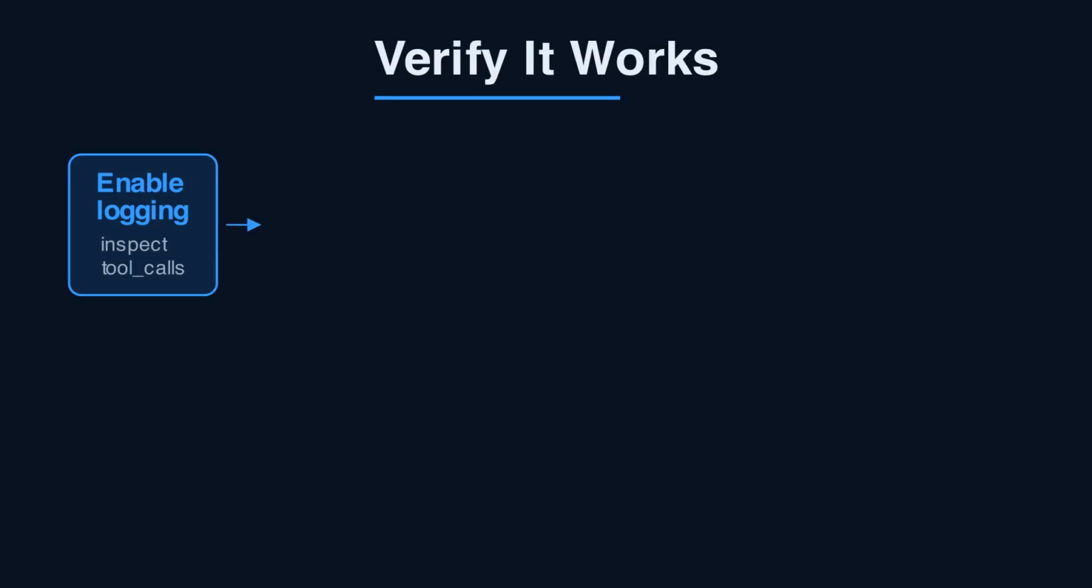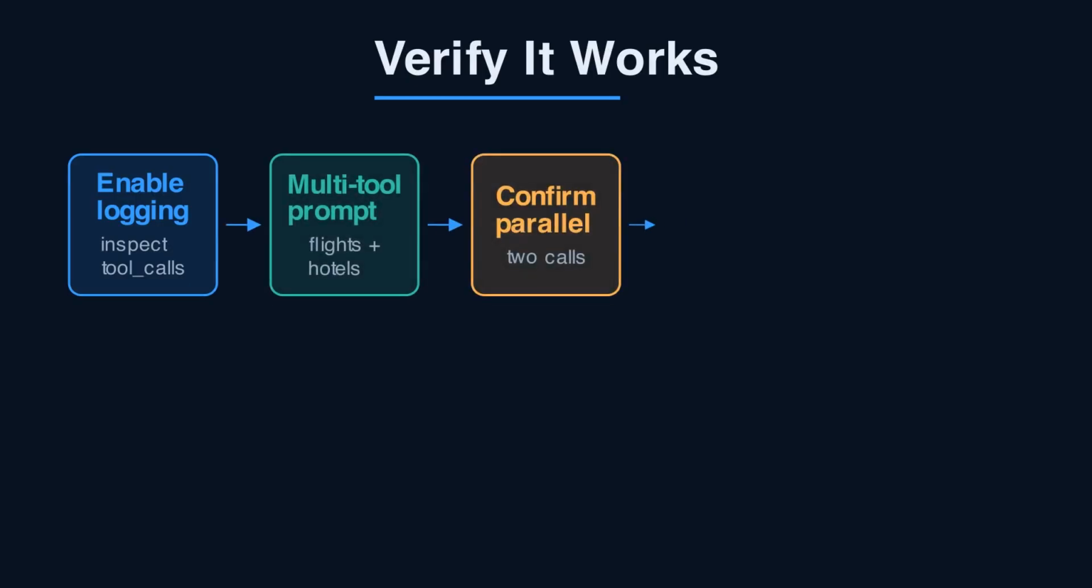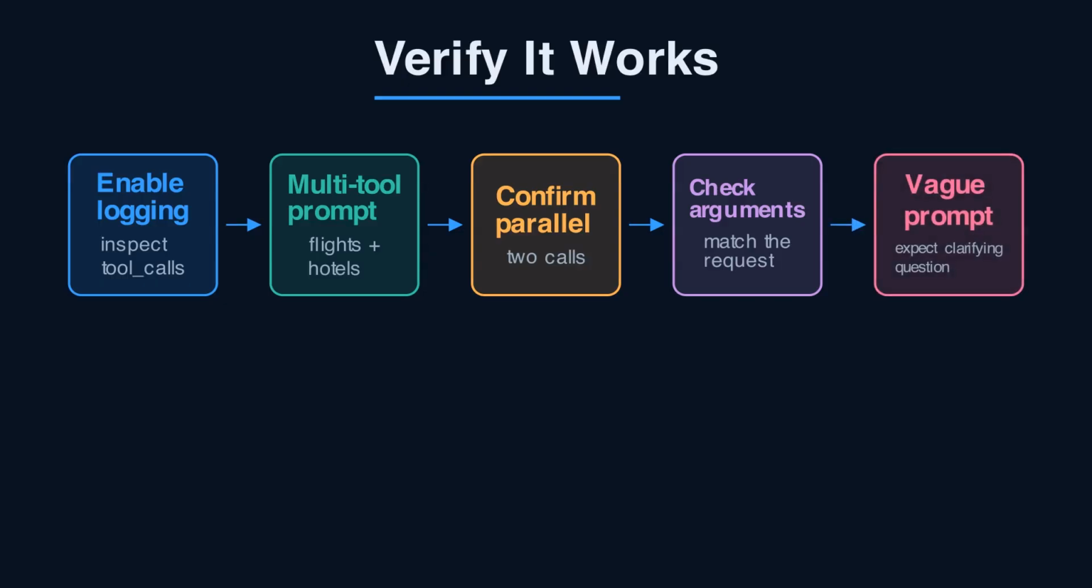Verify with real traces, not vibes. Turn on logging and inspect the tool calls field. Send a prompt needing both flights and hotels. Confirm you see two calls, ideally parallel. Check the arguments match what the user asked. Then test a vague prompt. The model should ask a clarifying question, not guess.